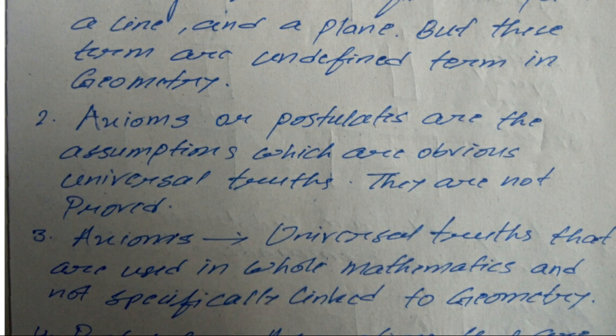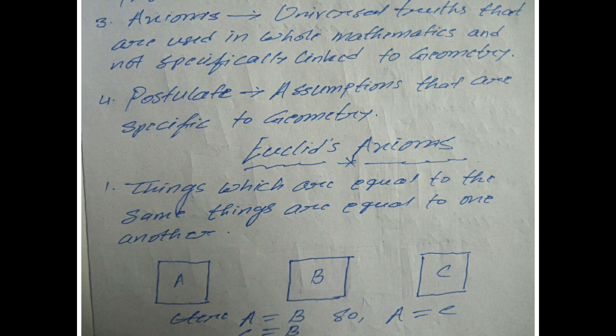Now, what is a postulate? Postulates are assumptions that are specific to geometry only. This is also a universal truth. Now I'm going to describe the assumptions made by Euclid, which are known as axioms, and they are taken in the whole of mathematics, not only specific to geometry.